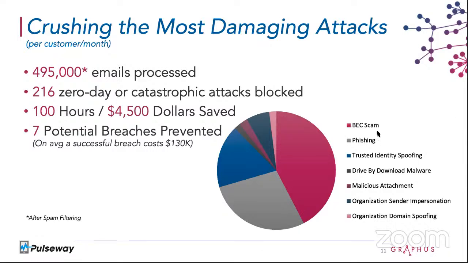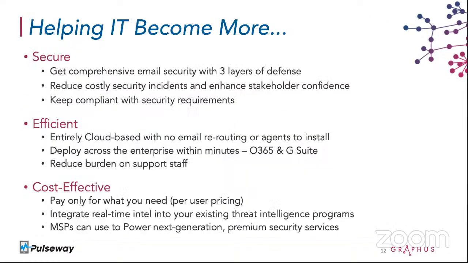So business email compromise scams take the largest volume in terms of what's happening, followed by phishing, trusted identity spoofing, drive-by download malware, malicious attachments, organizational spoofing, etc. They form the key attacks which are being detected by Graphis.